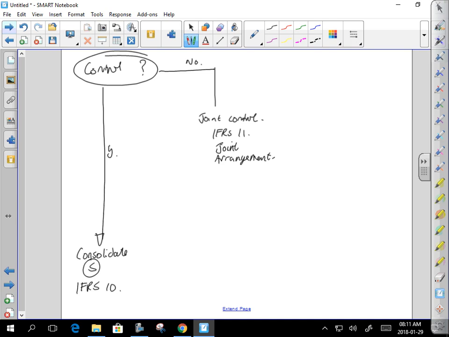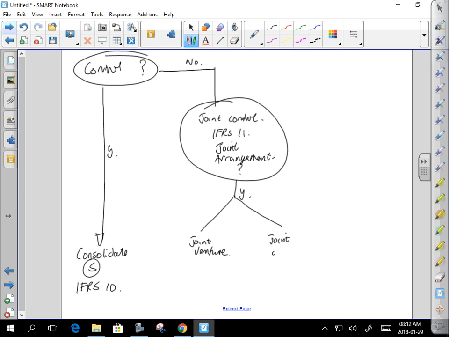Right, so if you do not have control, the next question technically is, do we have joint control of a joint arrangement? And if the answer to that is a yes, we then need to decide on whether the joint arrangement meets the definition of a joint venture or a joint operation.